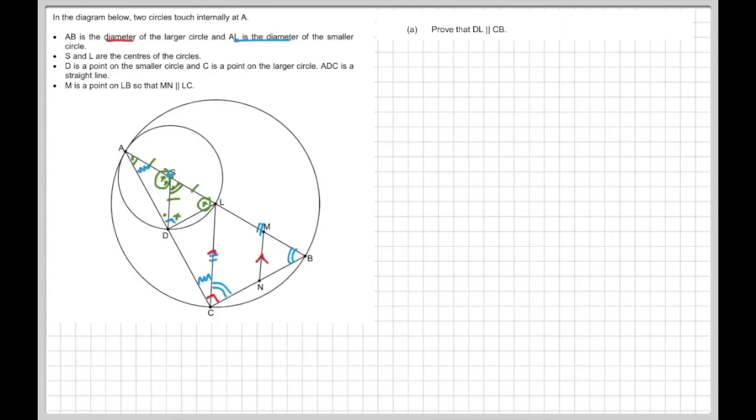Next up, they tell me that M is a point on LB such that MN is parallel to LC. Oh, I love that, because I've actually got so many theorems about parallel lines. I can use the F, the U, the N, so corresponding, co-interior, alternate angles if I want to. Or I can go to theorem 1, which says that LM over MB is equal to CN over NB. There are so many theorems. I'm getting too excited about this. Let me calm down. Okay.